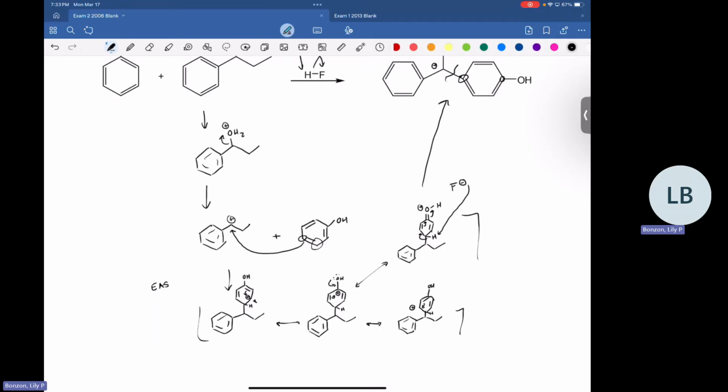Yeah. The fluorine is to remove the hydrogen as an elimination, and then reform that third bond in the benzene.